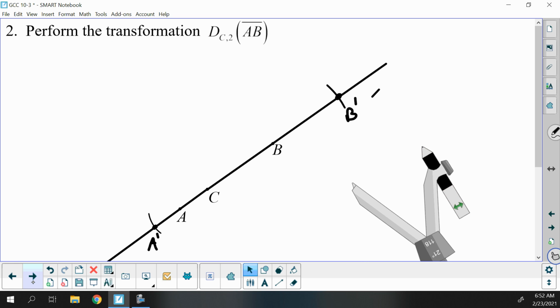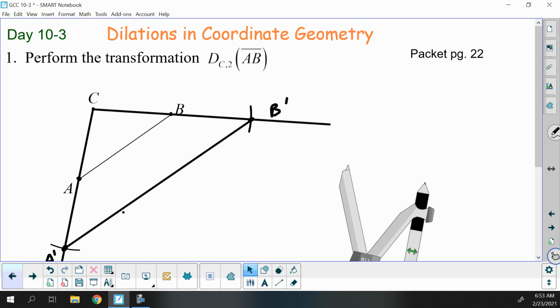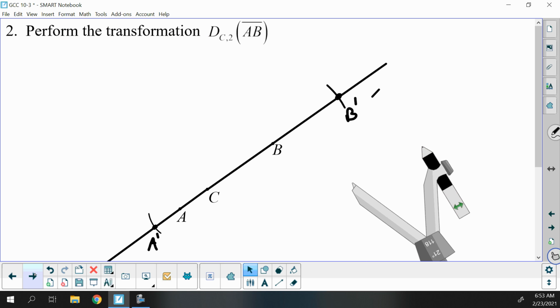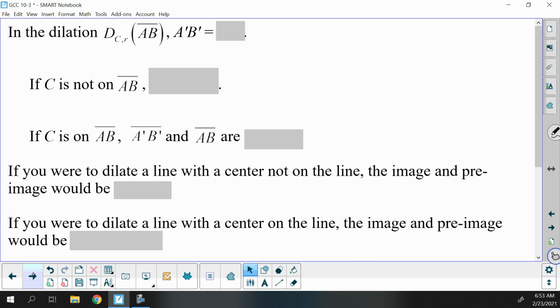And notice when the center of dilation was on the line, the image is right on top of the other line. So that is the big idea of what we're going to work with today, but we're going to see it within coordinate geometry. So if the center of dilation is on the line, it's the same line right on top of it. If the center of dilation is not on the line when you dilate it, it's a parallel line. So let's go over to 23 and we'll get that down with the notes.